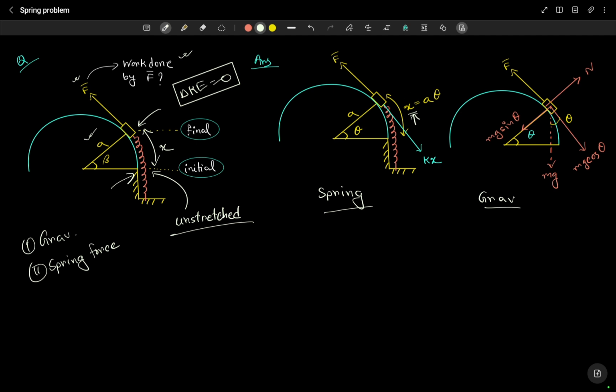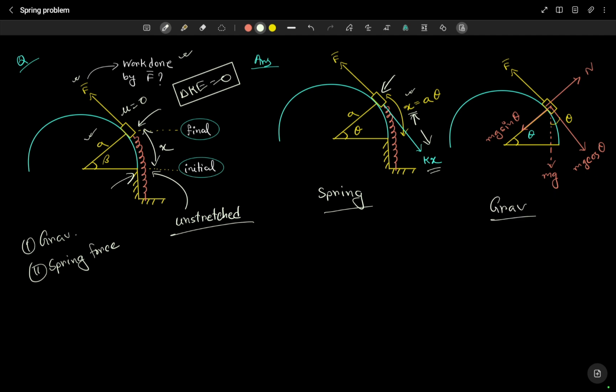Okay, the force with which the spring will pull the box will be kx, where the x is this, and the direction of the pull will be tangentially in this direction. Okay, next let's go to the gravitational section, and there is another piece of information that's missing here, which is there is no friction involved here.